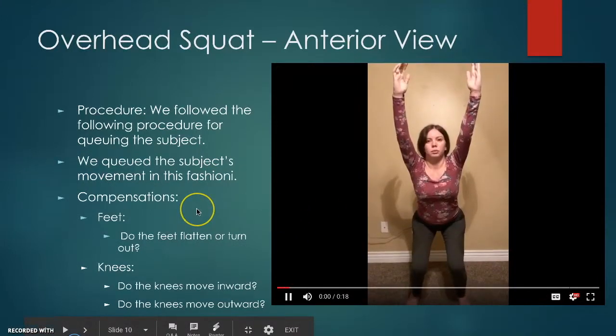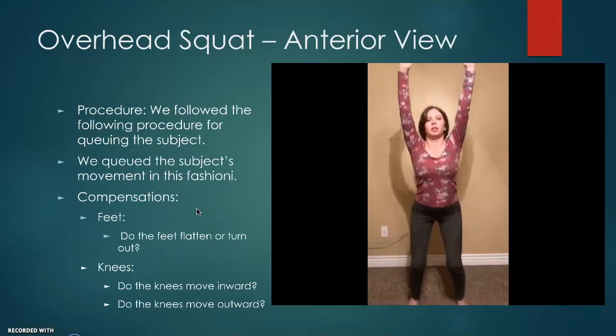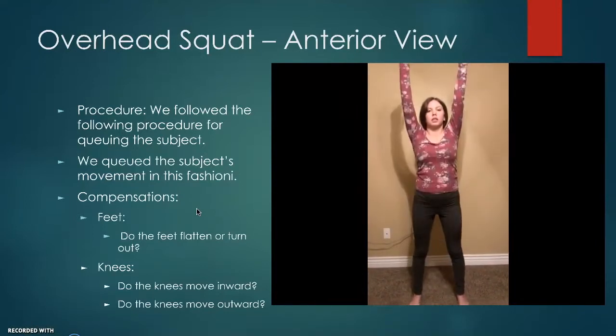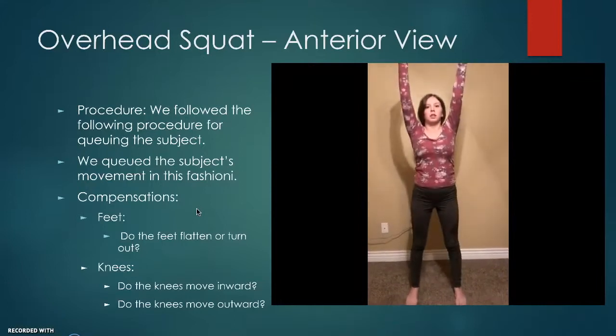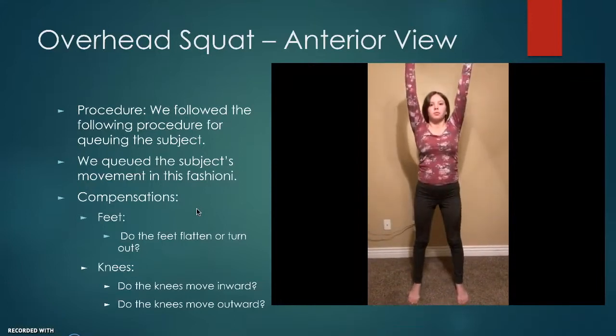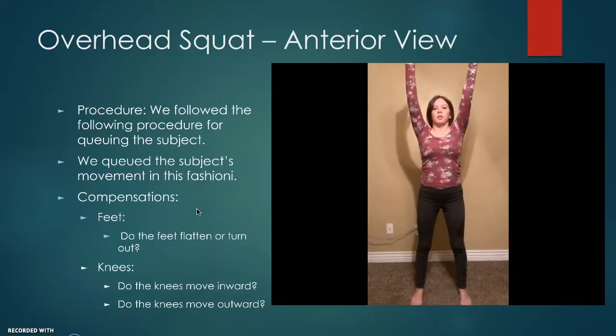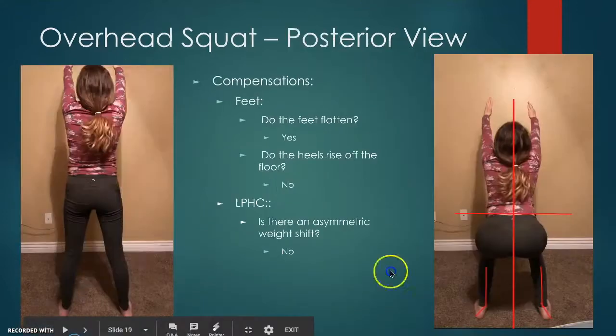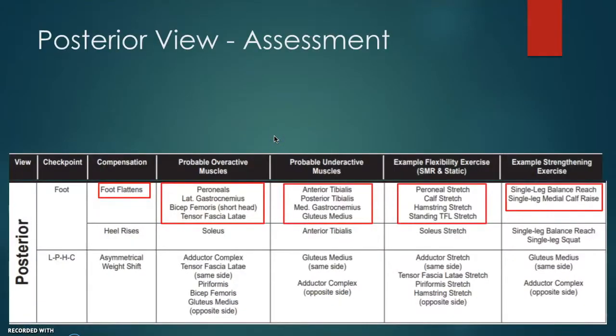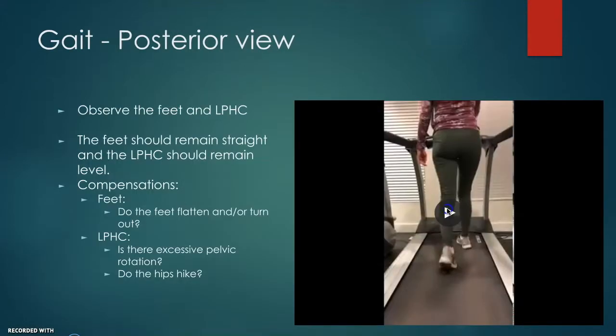Once again, a reminder that the compensations we are looking for from the anterior view are if the feet turn out or flatten, and if the knees move inward. We will also assess the lateral view, looking at the subject for shifts and at the feet, or if the hips hike. We will get into the compensations that we see at the end of these assessments to see if the muscles are overactive or underactive.